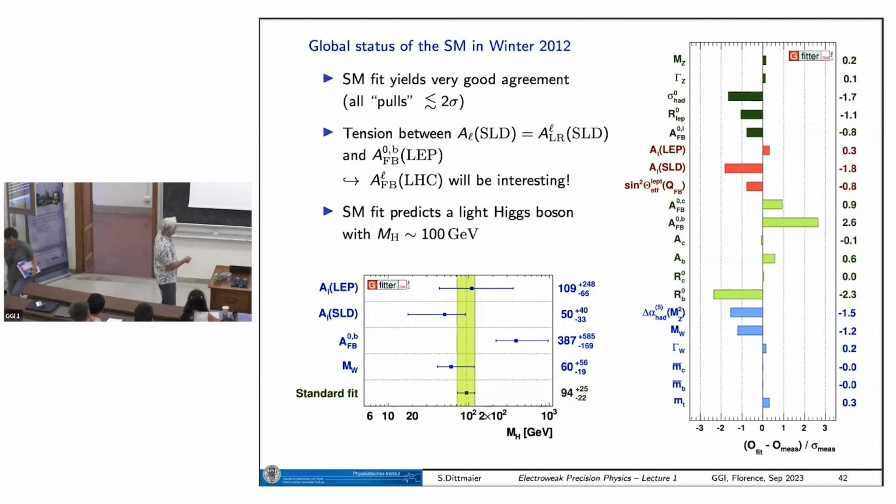So the largest outlier is this AFB here. So you can really call it good agreement between standard model and measurements, and this was done over and over before 2012, in particular to constrain the Higgs boson mass.